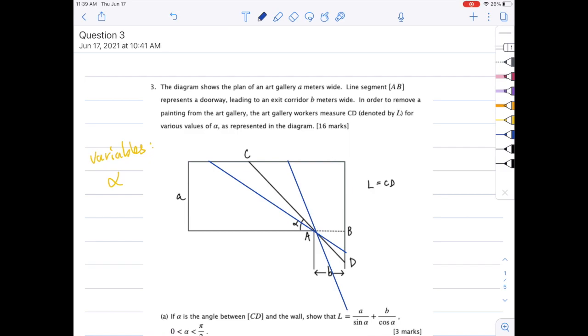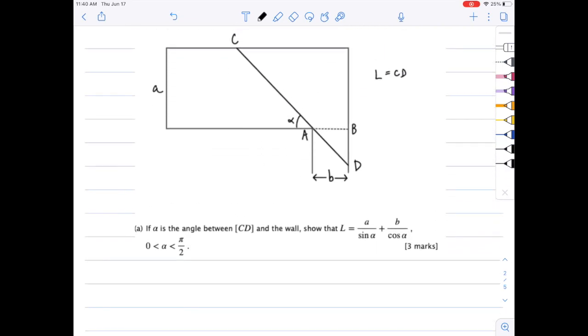And the length CD is also variable, okay? So CD, the length CD, or L, they call it L, CD and L are variable. So as alpha changes, CD is also changing. And you need to have that mental picture going into the question. And that's where, at this stage, I would probably stop and think through what the variables are, think through what the independent and dependent variable are, and really understand the problem before you even start doing the question. Okay, so once we have that mental picture in our minds, we're going to go ahead and try part A.